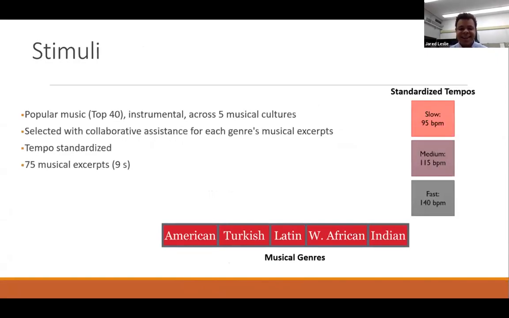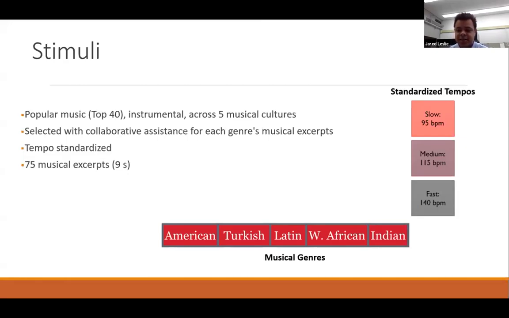All right, so getting into how we set out to understand this and how we put this together, the experimental design we used was we created culturally relevant stimuli. We used music without lyrics that were representative of five different cultures. The cultures that we were interested in investigating were American, Turkish, Latin or Central South American, West African, and Indian. Musical genres are complex, and both ethnomusicologists and music cognition researchers alike have trouble defining exactly what classifies a musical genre for a specific culture.